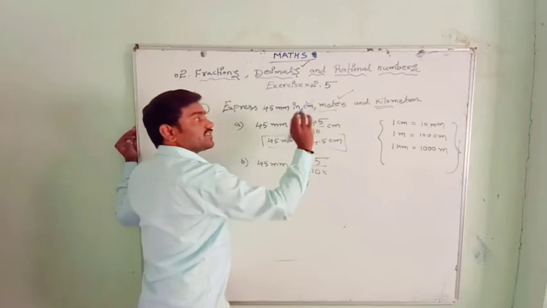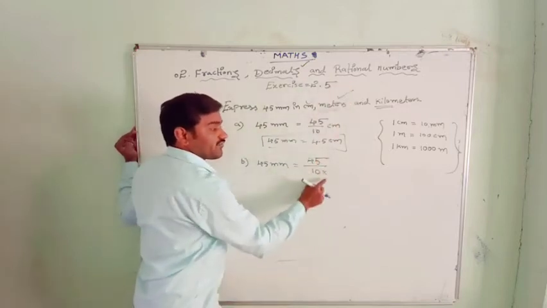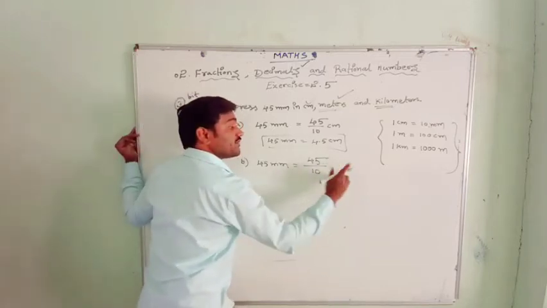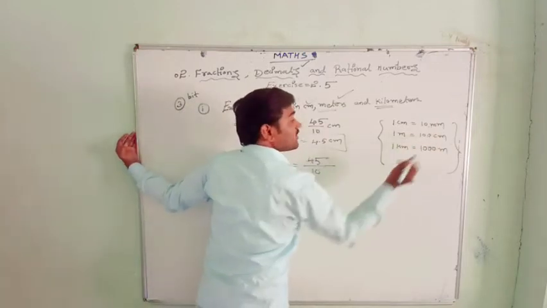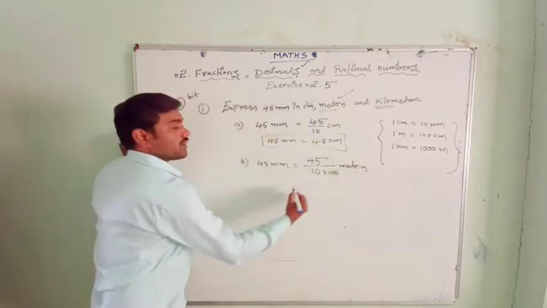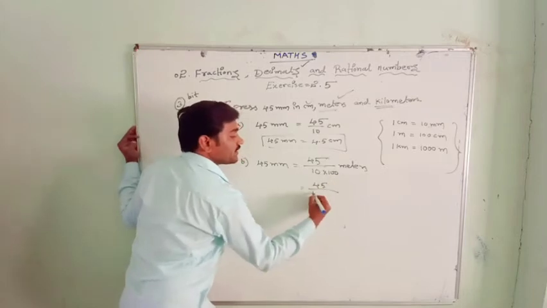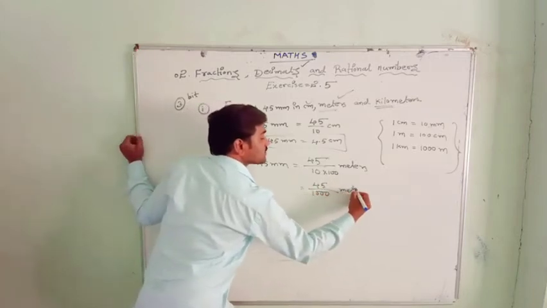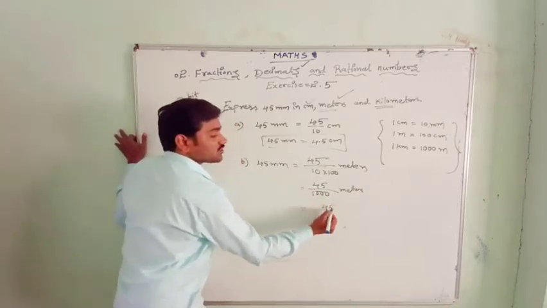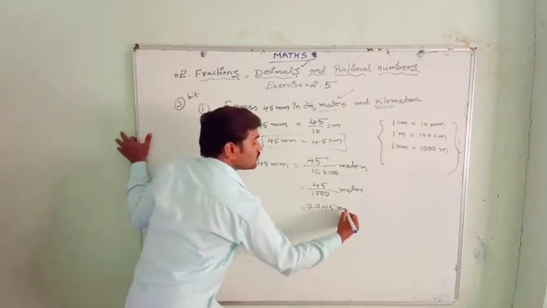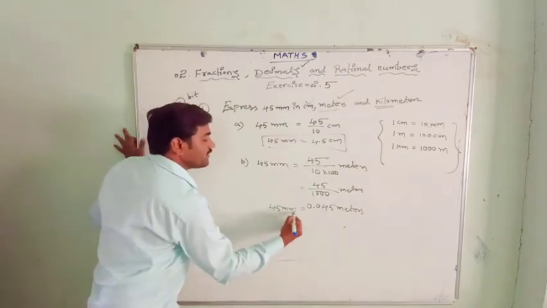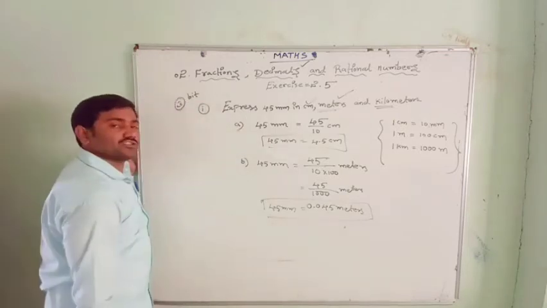This centimeters are completed, I have to change into meters. Now it is in the centimeter form, 45 by 10 centimeters. This centimeters I have to change into meters. So 1 meter equal to how many centimeters? 100. So into 100, now it becomes meters. Now it's nothing but 45 by 10 into 100, that is 1000. Let us take 45 by 1000. Nothing but here what will we get? 45, write 3 zeros, 1 2 3 and 0.045 meter. That is 45 millimeters equal to 0.045 meters.